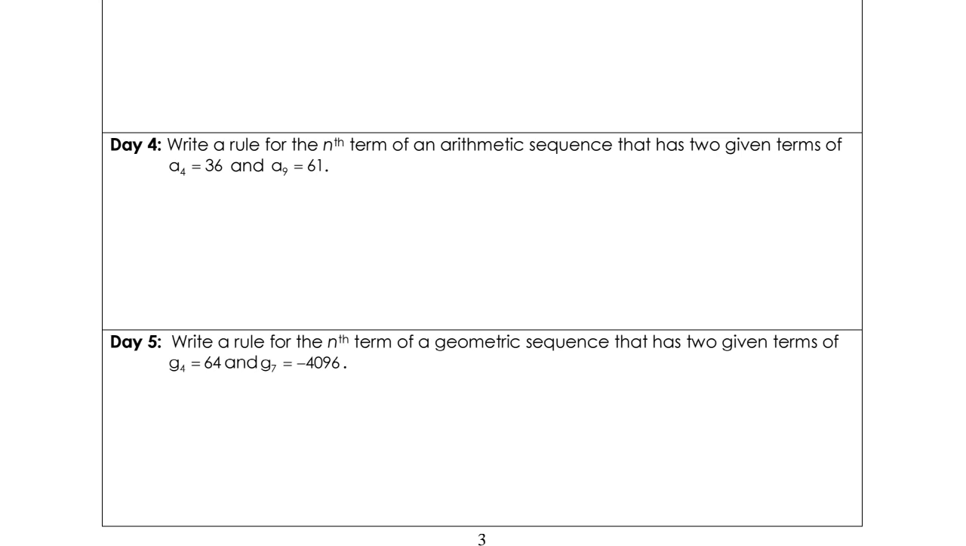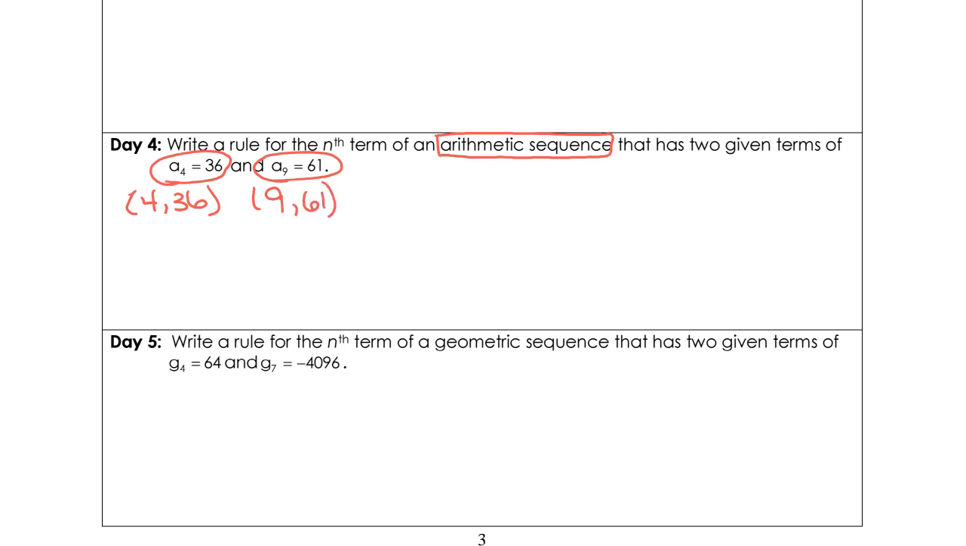Hey guys, we're on Unit 7, Day 4, and this is the warm-up. It says write a rule for the nth term of an arithmetic sequence that has two given terms: a sub 4 equals 36, which means the fourth term is 36, and a sub 9 equals 61, which means the ninth term is 61.